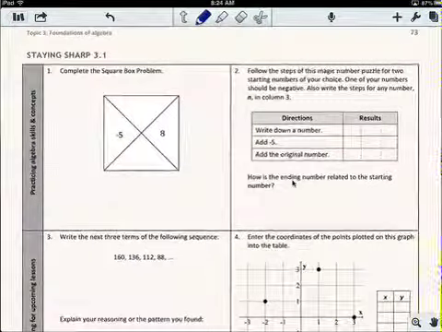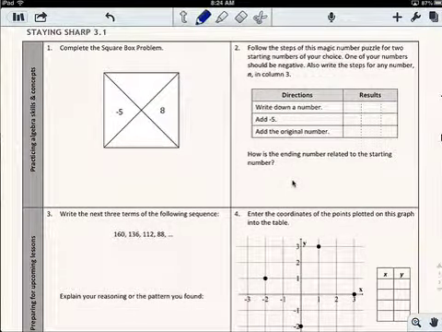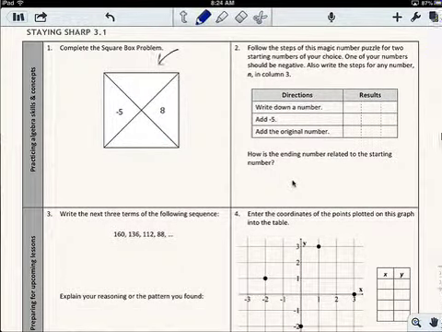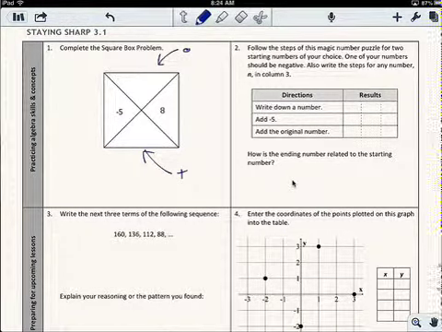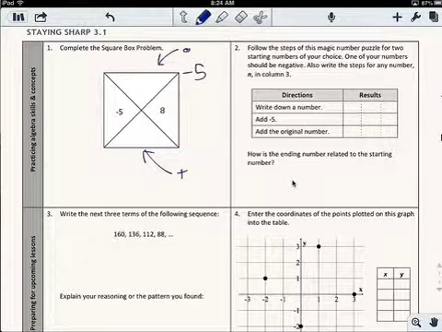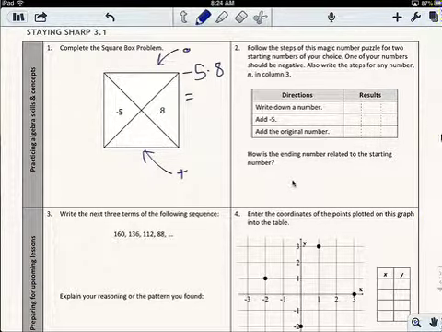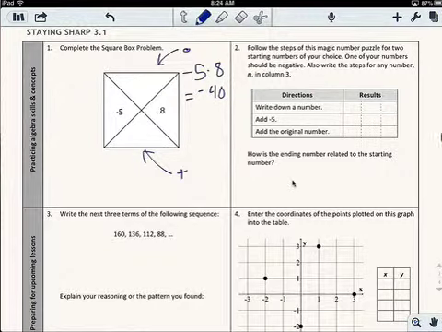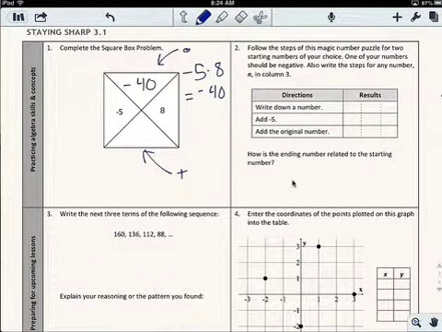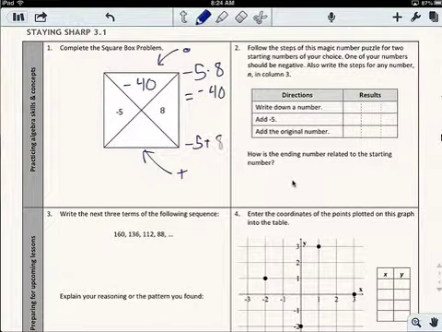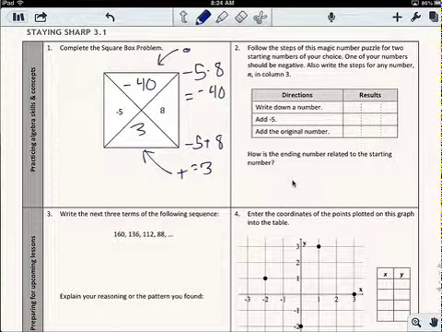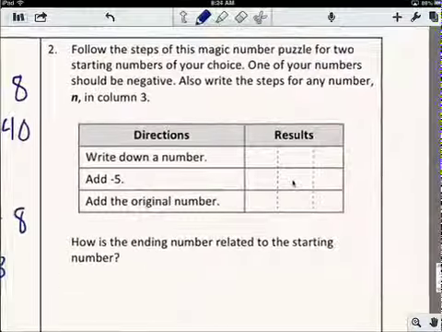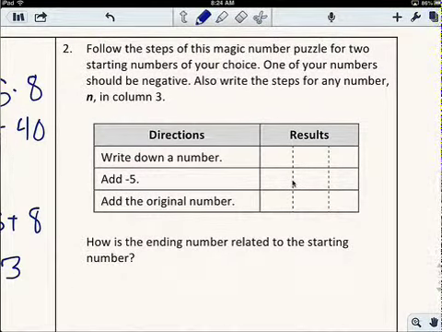All right, let's look at this square box problem. So remember, square box problems, the number on top is the product and the number on the bottom is the sum of the numbers on the sides. So on the top I do -5 times 8, and that gives me -40, because a negative times a positive is a negative. And on the bottom I get -5 plus 8, which is +3, because 8 is bigger than 5, so we end up with a positive number, and so that is +3. We're done there.